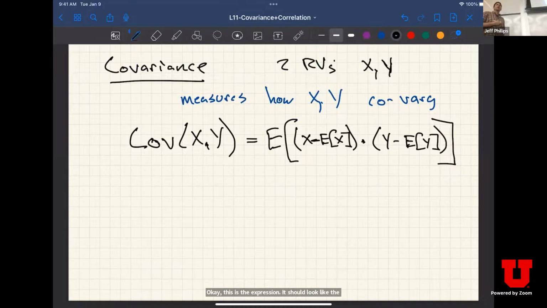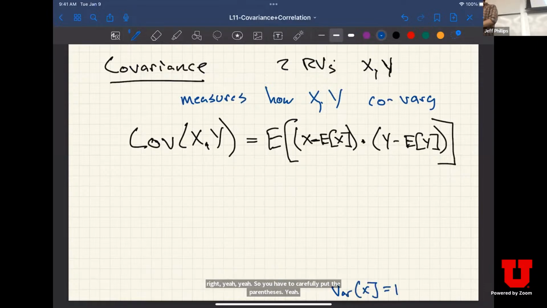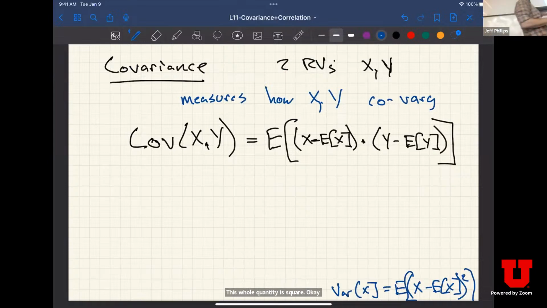Remember what the expression for variance was? Yeah, right. So you have to be careful where you put the parentheses. The variance of x is equal to the expectation of x minus the expectation of x, and this whole quantity is squared.